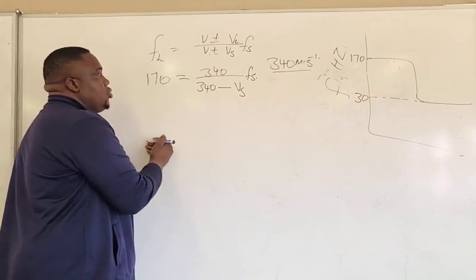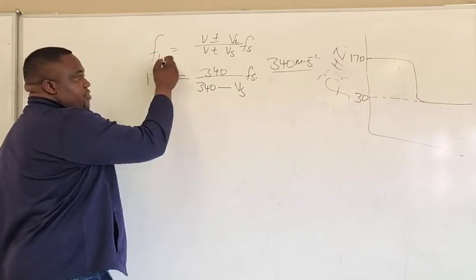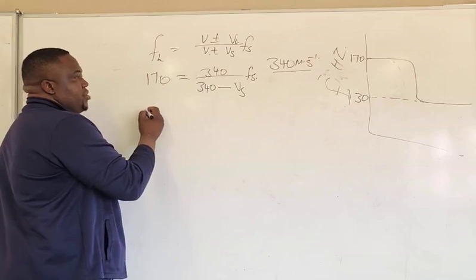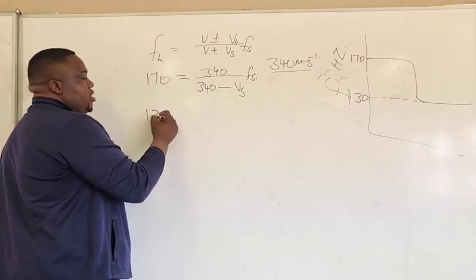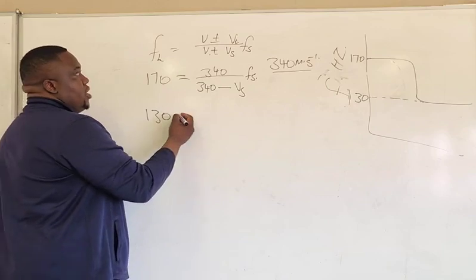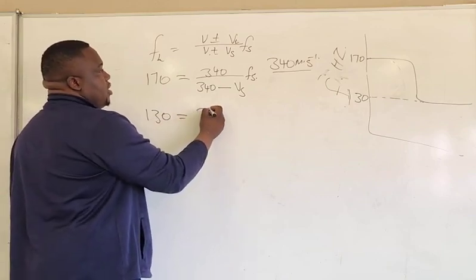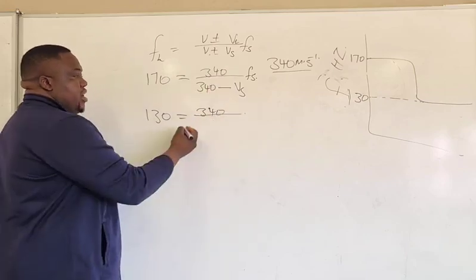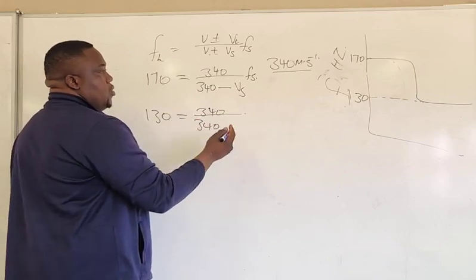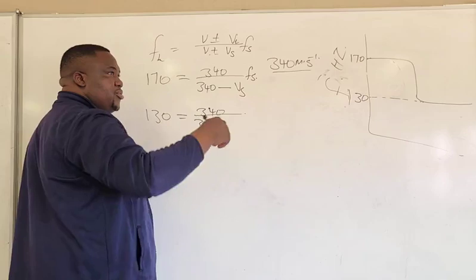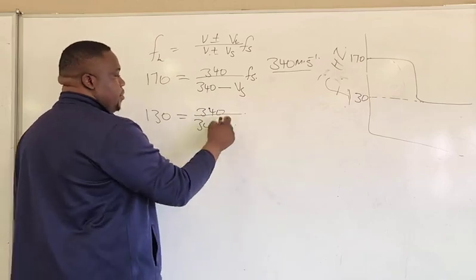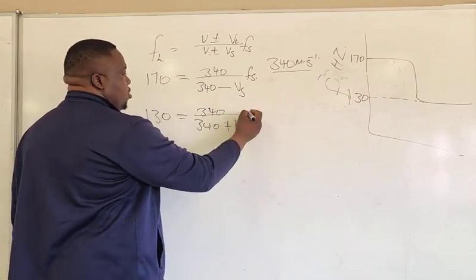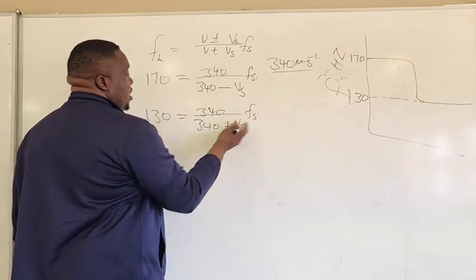Then we come to number 2. For number 2, we substitute in the formula. When the source is moving away, the frequency of the listener is 130, which is equal to V, 340. Remember, the listener has always been stationary. Then we have 340. When the source is moving away, we are going to have a plus here. Then the velocity of the source that we are going to calculate, and the frequency of the source. That's what we have.